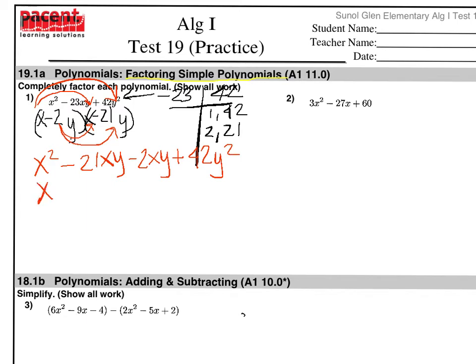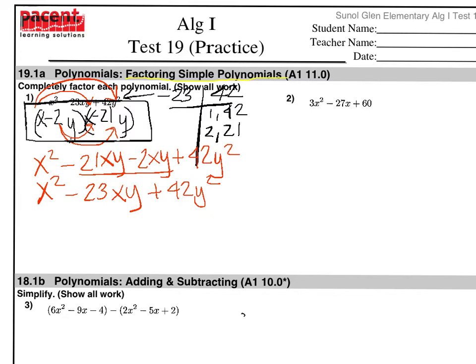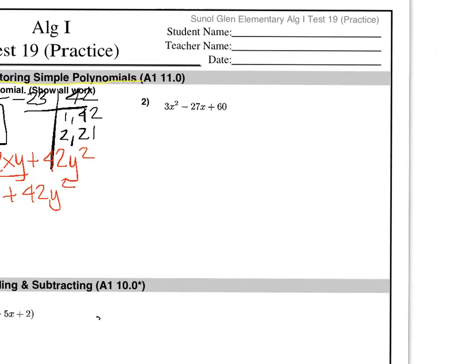And when I combine my middle terms, these guys here, I end up with a negative 23xy, because 2 plus 21 is 23, both negatives, plus a 42y squared. Now, is this what I started with? It is, which means that I can go ahead and box this as my final answer. Okay, now let's move over to problem number 2.